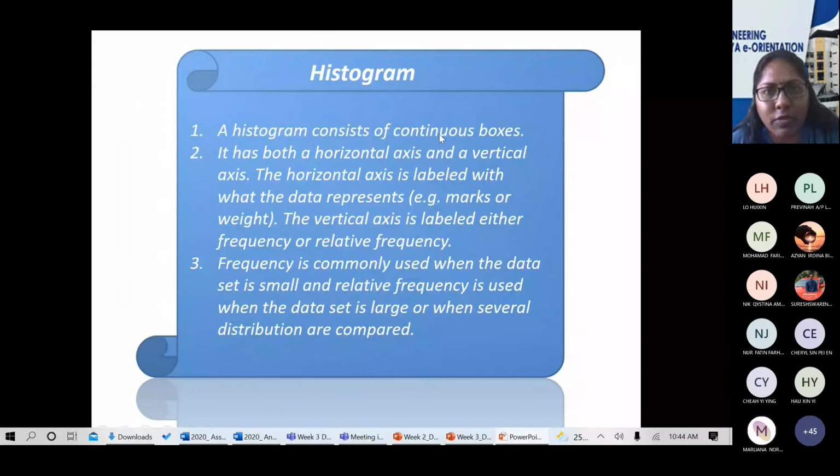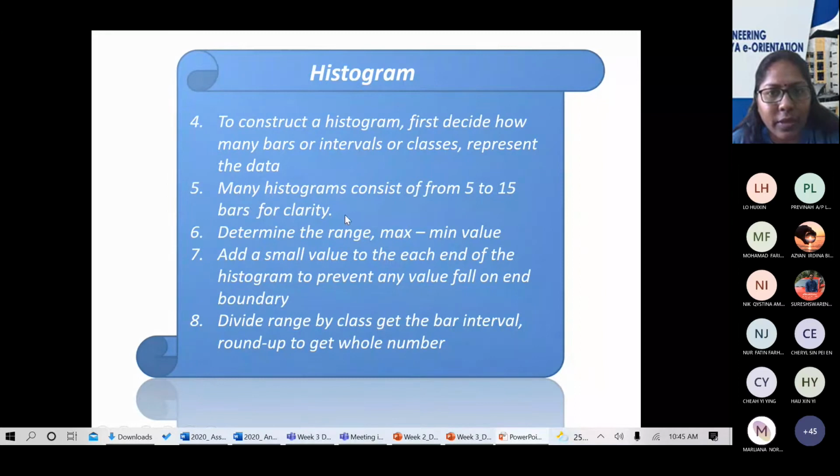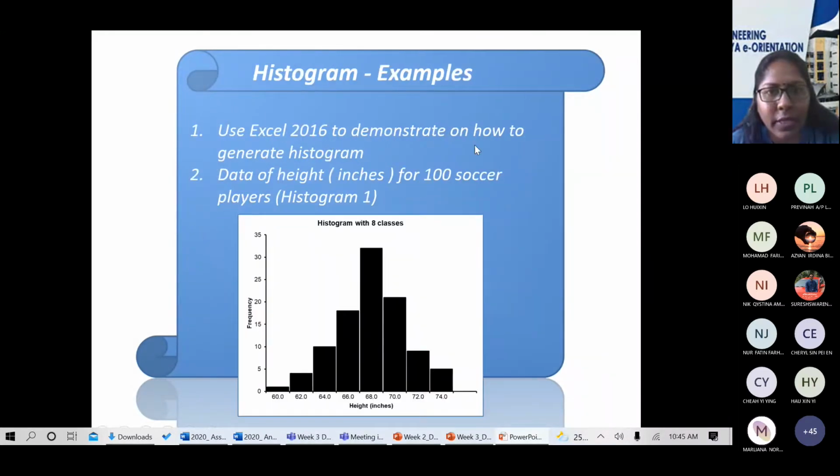A histogram consists of continuous boxes, and it's usually continuous. See, this is not joined. So if it is not continuous, it will not be joined. Data of height for 100 soccer players. I think this is joined. This is just to show this point, because they draw this point. It has got a line here. Okay, so these are different classes. So this is continuous information. So they show histogram. It's connected. When it's connected, you use histogram, because these lines are connected.